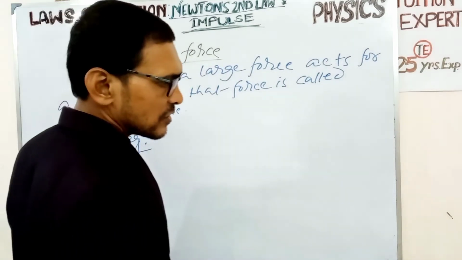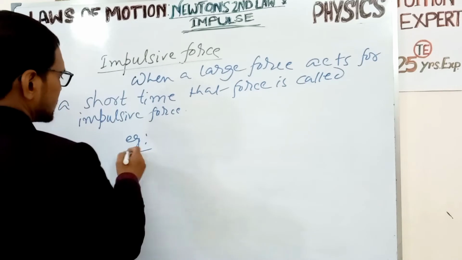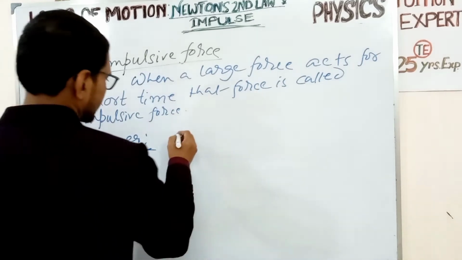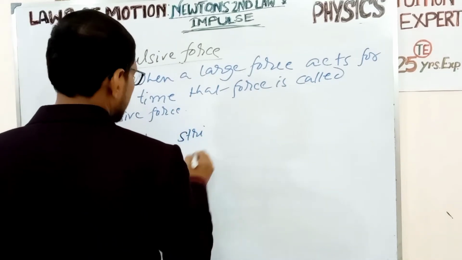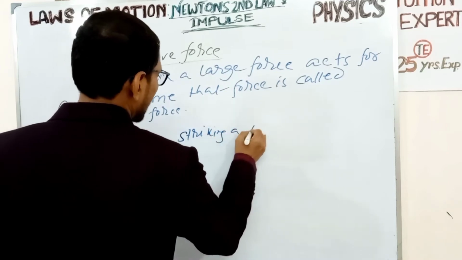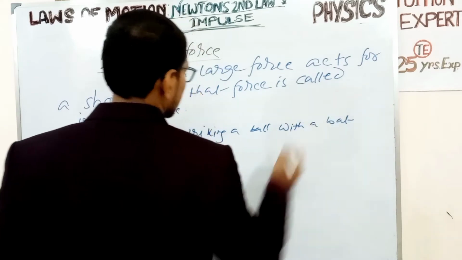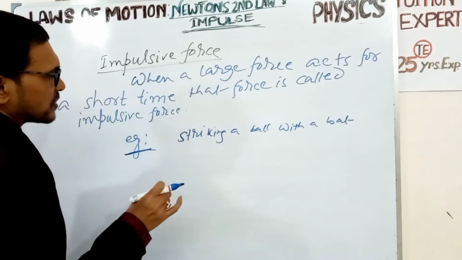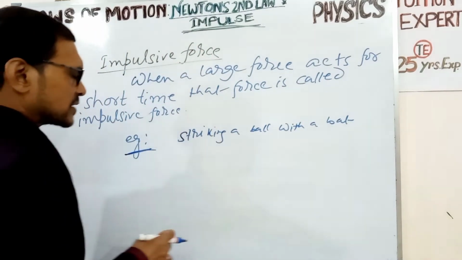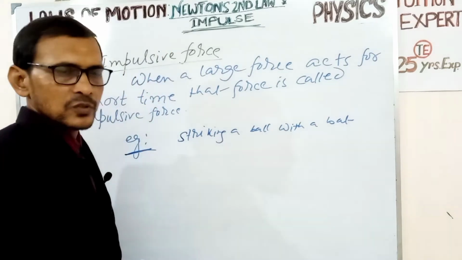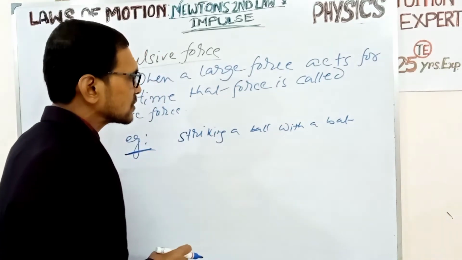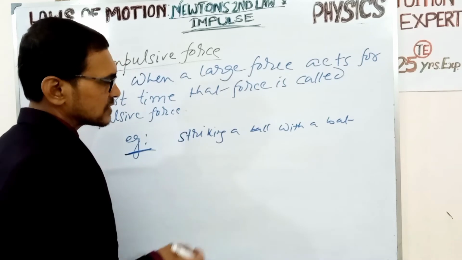Or kicking a football with a foot. So this is an example of impulsive force, striking a ball with a bat. If the short time of contact we cannot know, but if the change of momentum we know, then we can calculate the time of contact, etc.